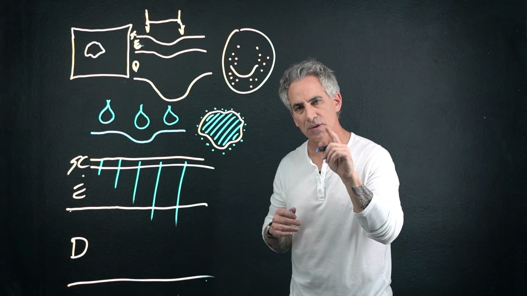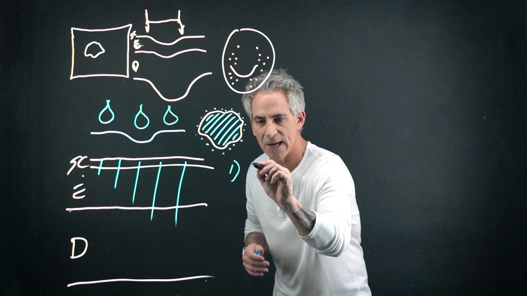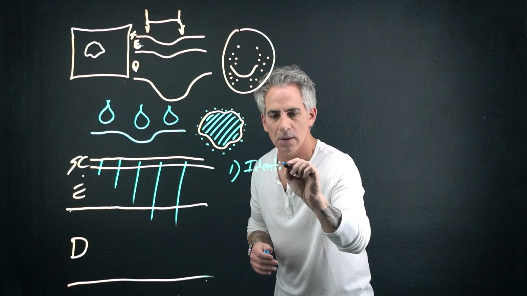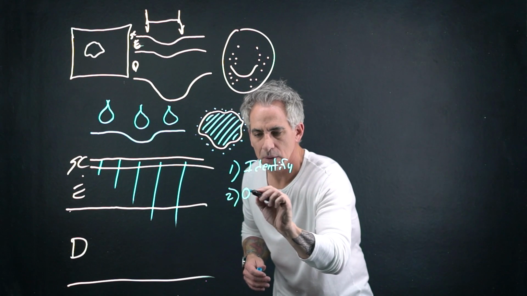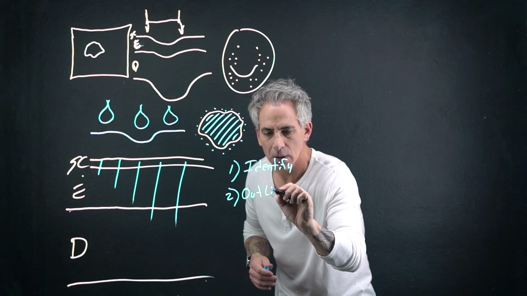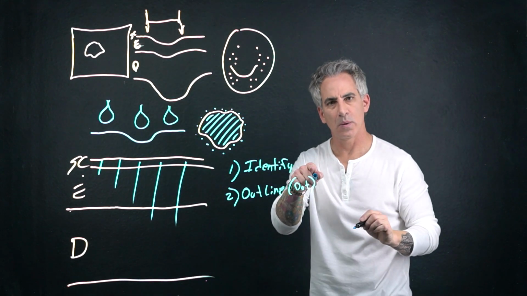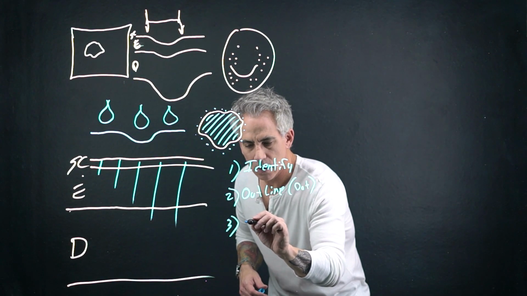The second and third steps are, so I'm going to write 1, and I'm going to say identify. There we go. 2, outline with the dots, and then 3, perform.